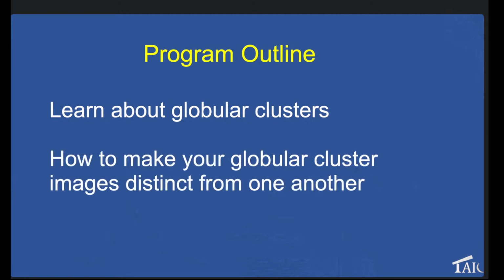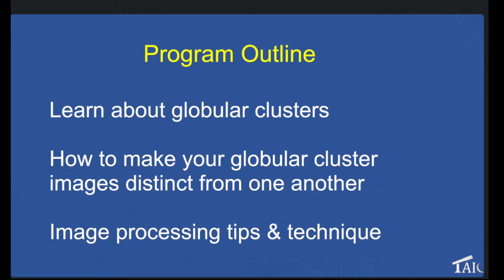After a break for questions, I'm going to talk about how to make your globular cluster images distinct from one another so they don't all look the same. And then after another break for questions, I'm going to give a real-time image processing demonstration of a globular cluster using some tips and techniques that I've developed that are very straightforward, a series of about 5 or 6 steps that are guaranteed to give you good results so you can get globular clusters looking sharp right out of the gate. So let's get excited about globular star clusters.